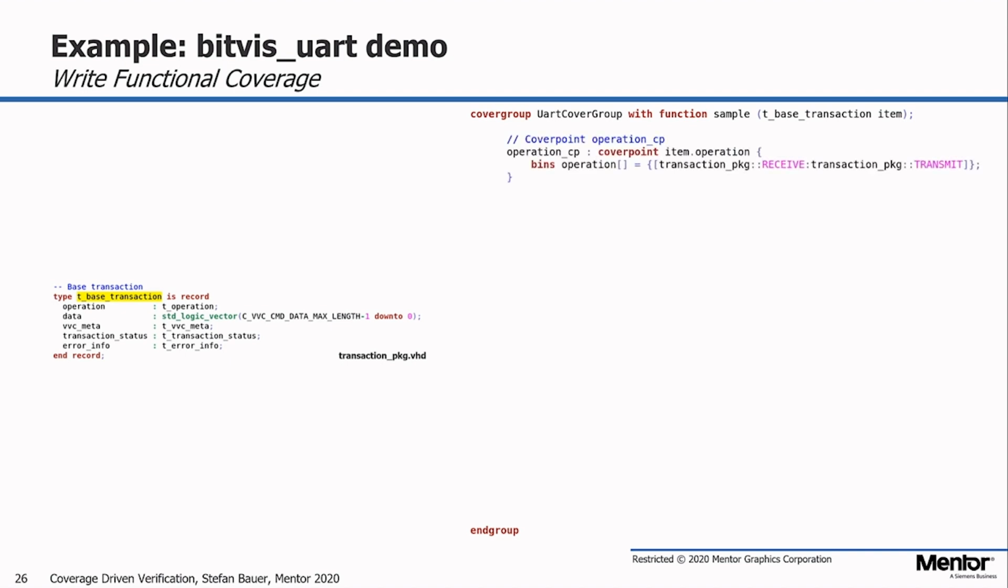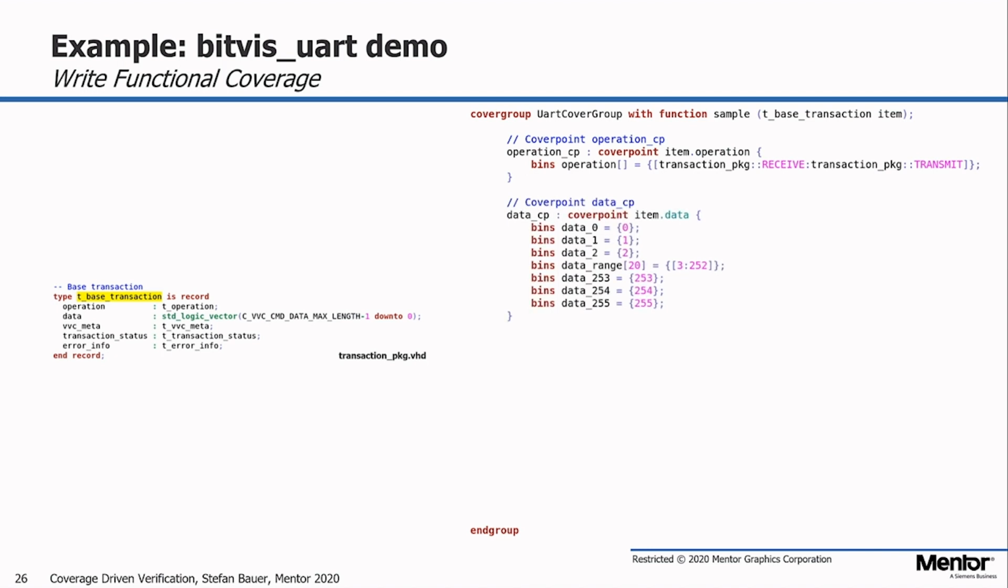So let's write a cover point for the operation. I named the cover point operation CP, and I want to cover from my record item the operation signal. I add bins for my operation, and it can have the value receive and transmit. Then I added another cover point for the data. You see that I added 3 bins for the lowest values and 3 bins for the highest values. And I also want to create 20 bins for this specific range of data.